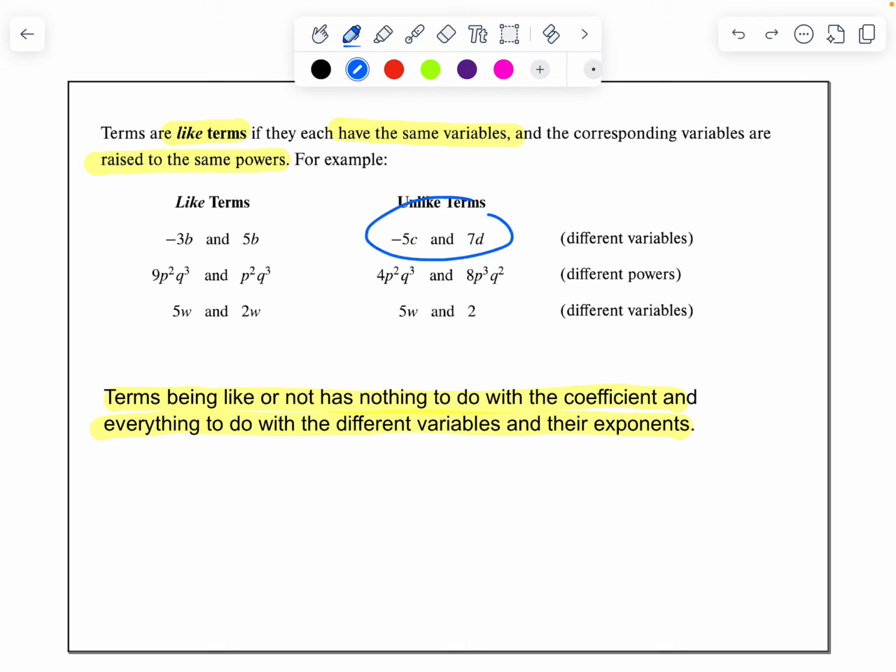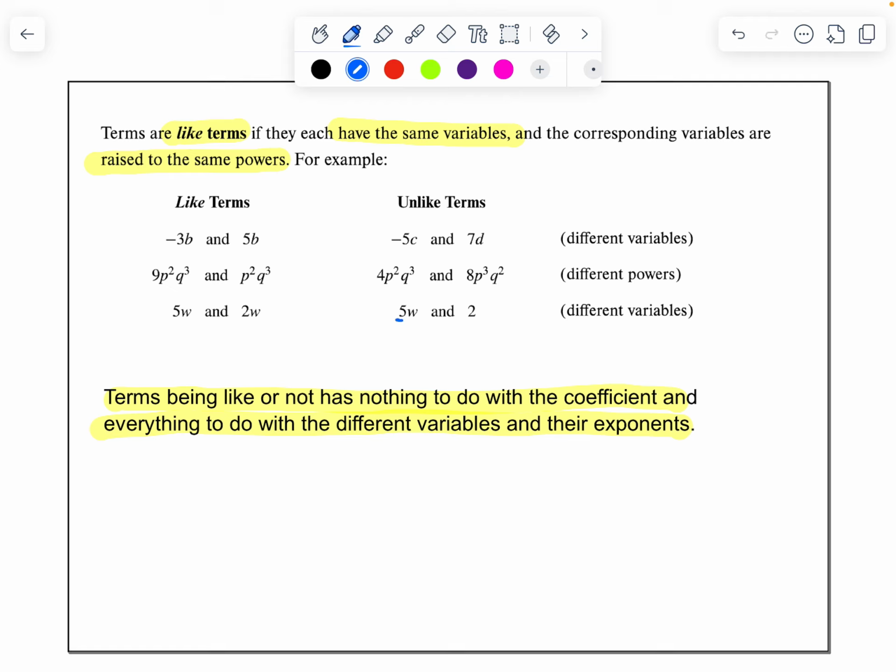Notice these are not like terms because one has a c and one has a d. They don't have the same variables. These are not like terms because they both have p's and q's, but they have the wrong amounts. One of them has p squared, the other one has p cubed. One of them has q to the third, the other has q squared. They have to have the same variables and exponents. These are not like terms because they don't both have a w.